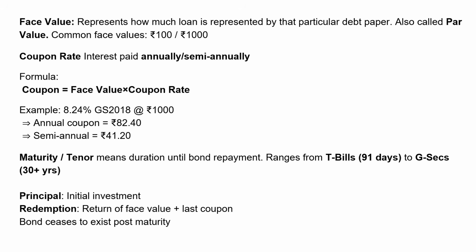What is principal? Principal is the initial amount that you're putting in. What is redemption? Redemption would mean the return of the face value plus the last coupon. That would basically mean the amount that you had put in plus the interest. Once you got this money back, the bond ceases to exist. Nothing will continue thereafter, right? Once you have got your money back and the interest back, then the business is over.